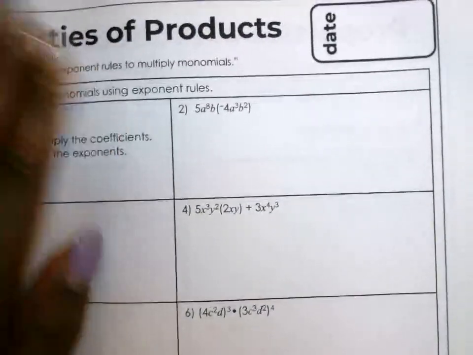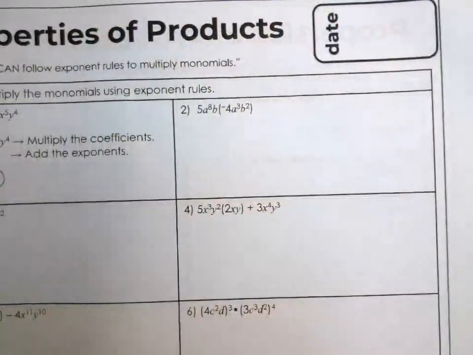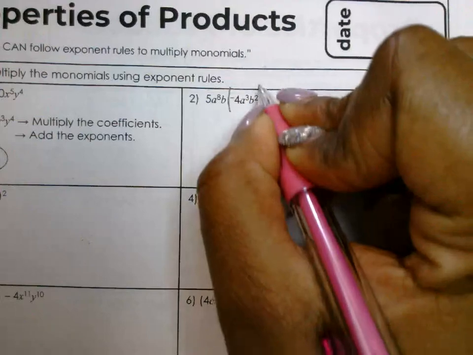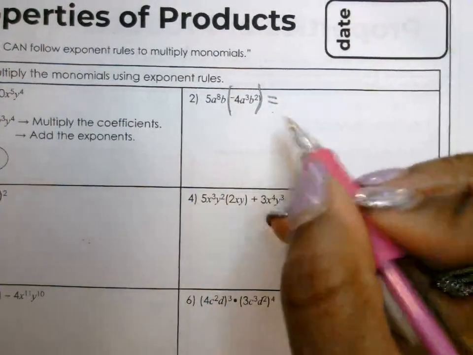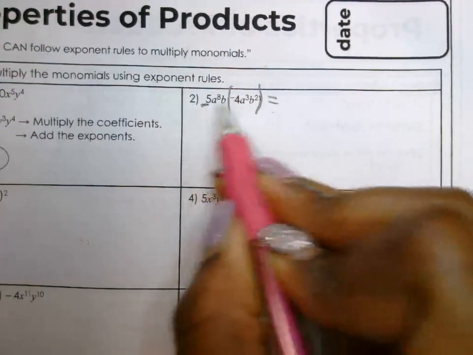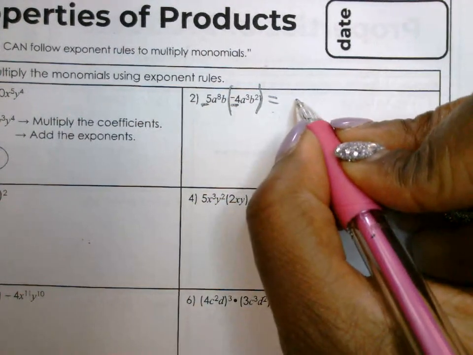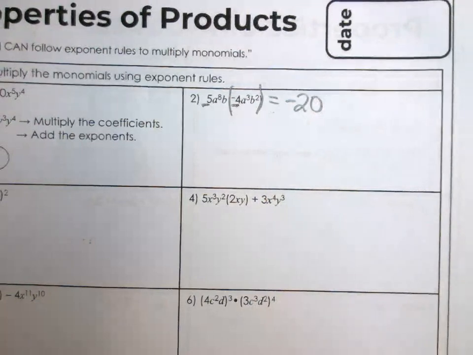All right, so we're multiplying. So first thing, you're multiplying the numbers first. So you're going to multiply 5 times a -4. What's 5 times a -4? So we got -20. Now let's do the exponents.